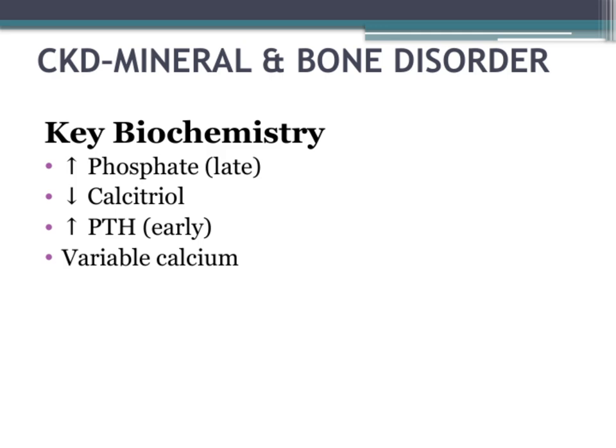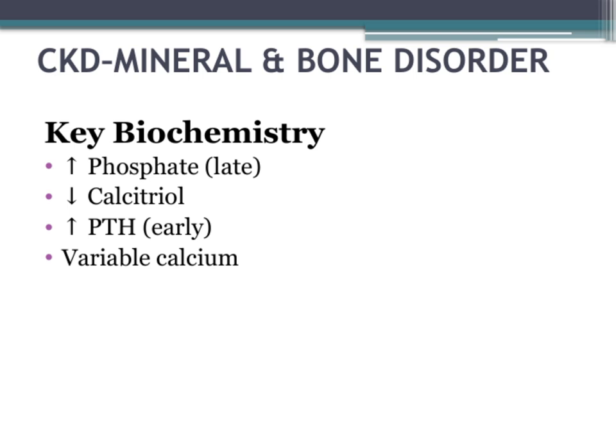Early on, before we see significant phosphate buildup, the body responds by increasing parathyroid hormone, or PTH. This is a compensatory mechanism aimed at maintaining calcium levels, but over time, it can lead to secondary hyperparathyroidism. You'll also see that calcium levels can vary. Sometimes they stay normal, but they can also fluctuate depending on the stage of CKD and other factors.